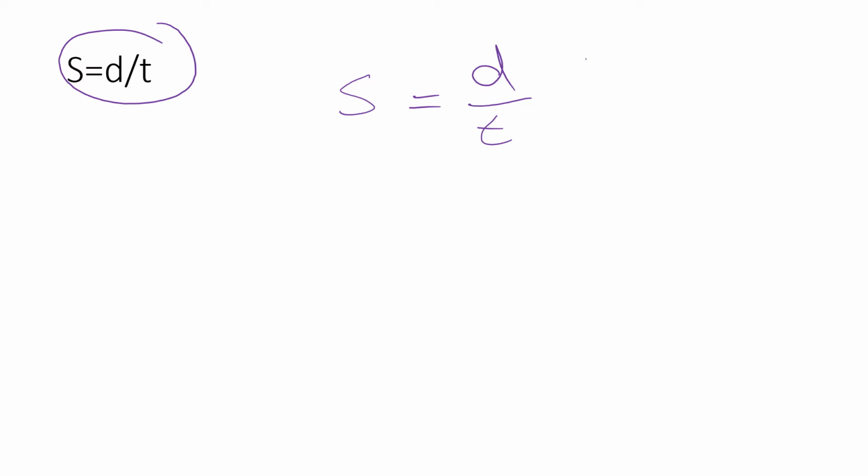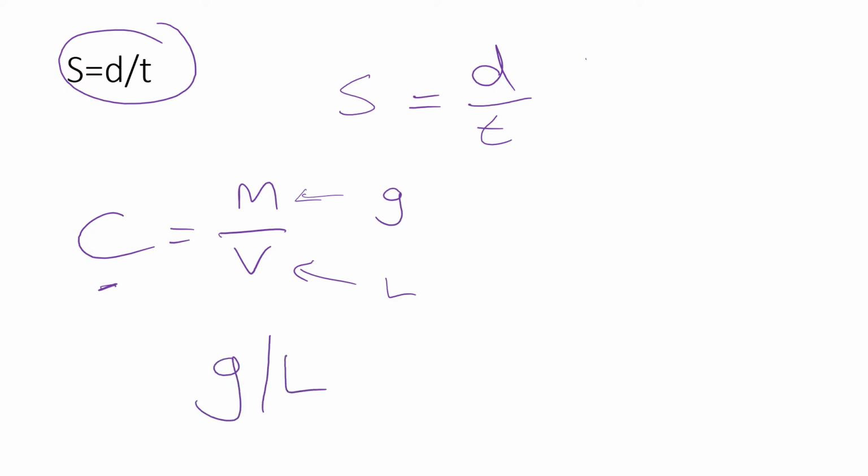In the same way, we can do this with any equations. So for example, concentration is equal to mass divided by volume. If we're using, let's say, grams for our mass, and we're using liters for our volume, then our concentration will be grams per liter. Easy as that, guys. Grams at the top, liters at the bottom. Grams per liter.